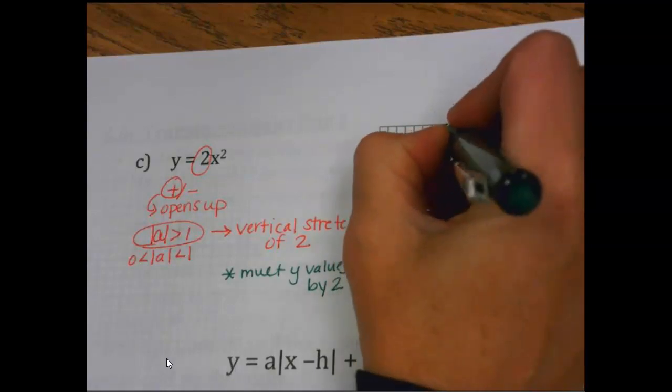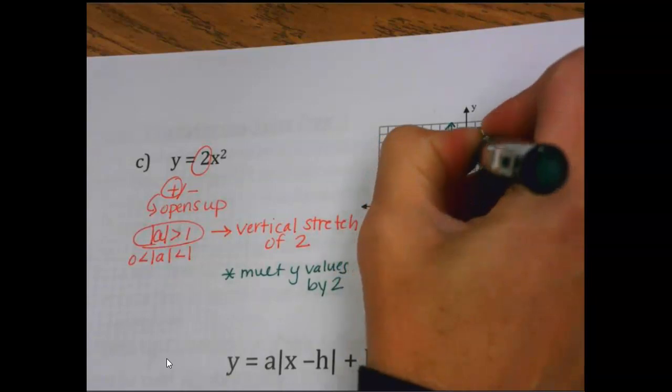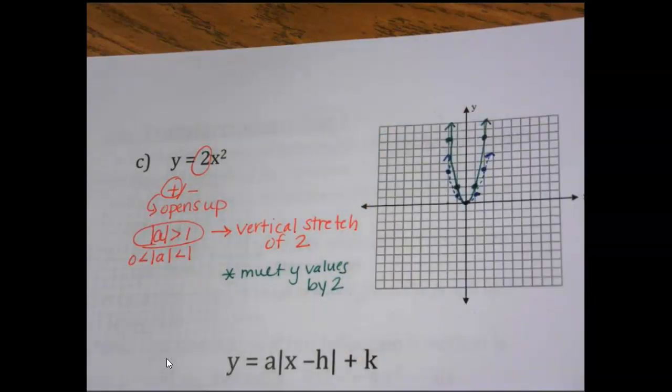So you can tell that this vertical stretch makes our parabola skinnier. That's what stretches do. When you think about stretching up towards the ceiling, you stretch real tall, like it elongates your body. Same thing here, elongates that parabola.